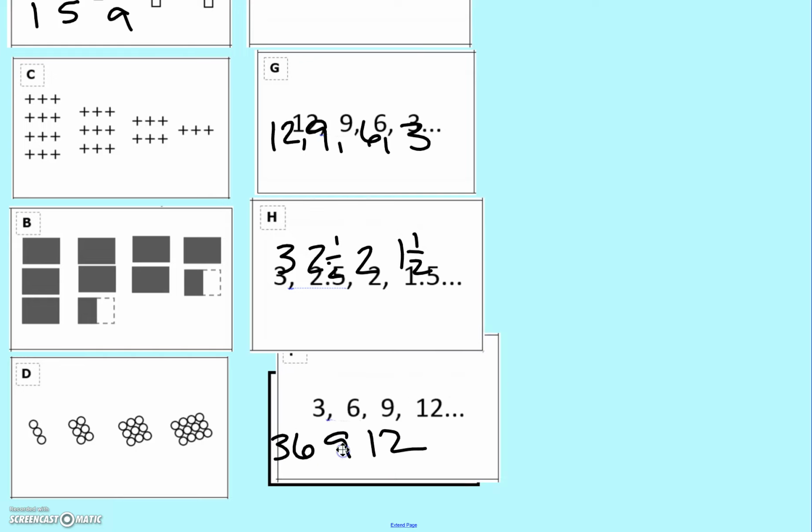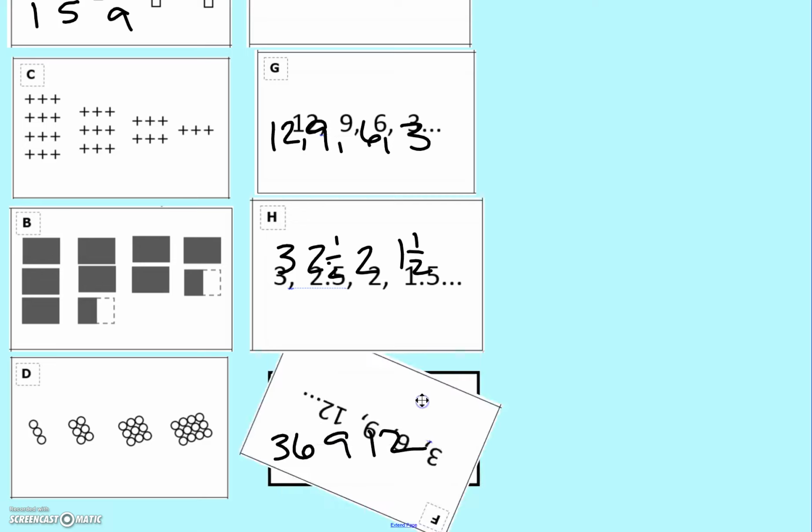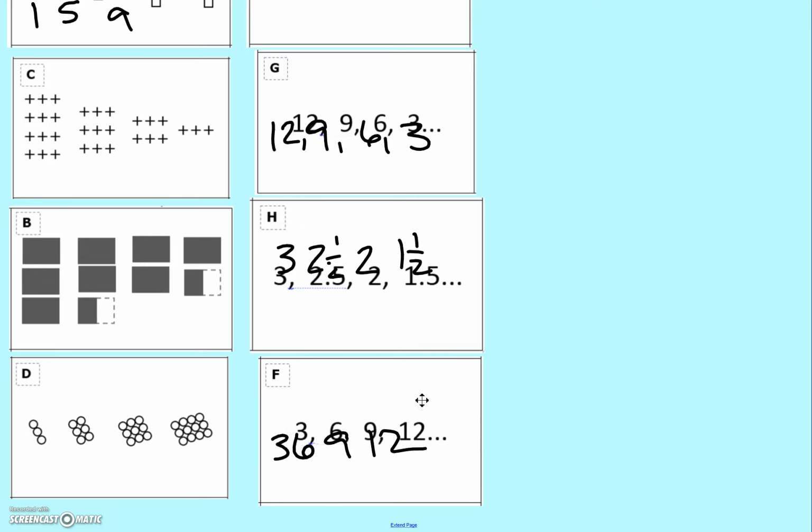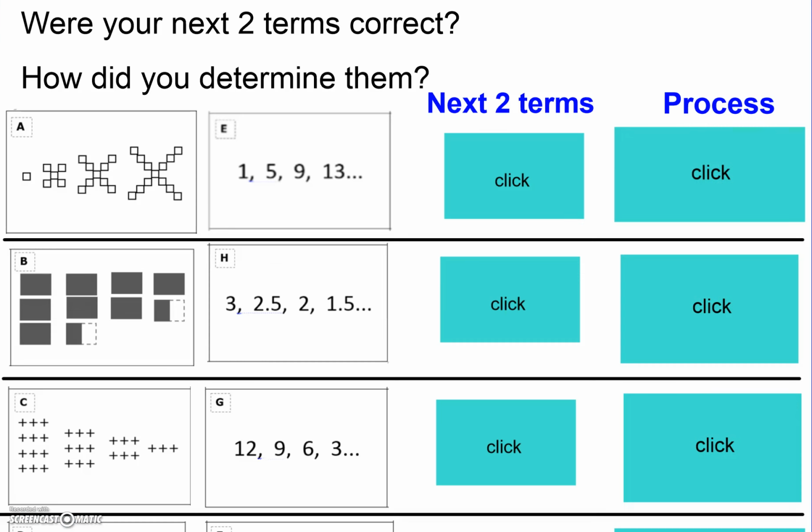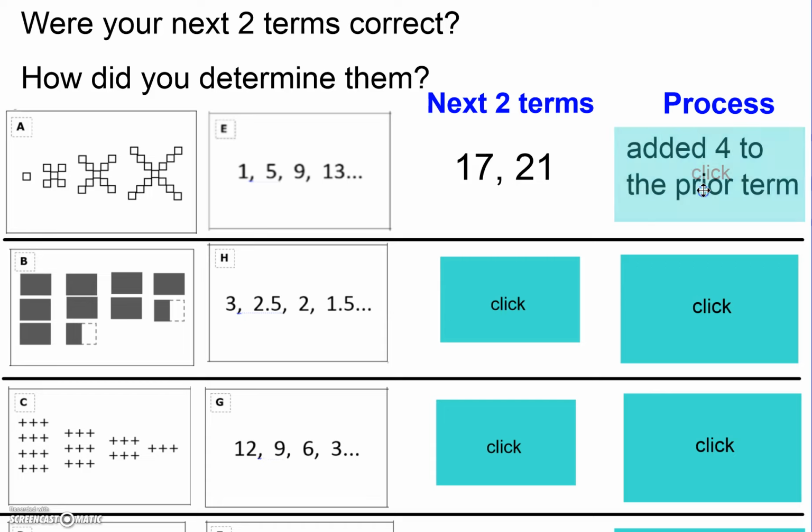This should be a review for y'all of making sequences and being able to tell what they're changing by. So where are your next two terms correct? So here we go. We are going to do the next two terms: 1, 5, 9, 13, 17, 21. So if we do our process, it would be plus 4 to the prior term.